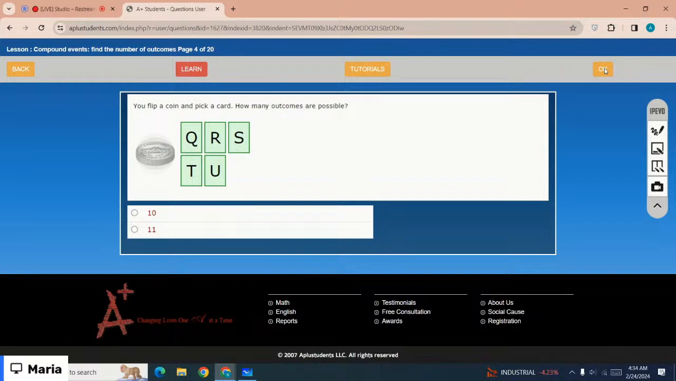You flip a coin and pick a card. How many outcomes are possible? So which is the correct option? For the coin, you have two outcomes. The total outcomes you have is 10. The correct option is 10.